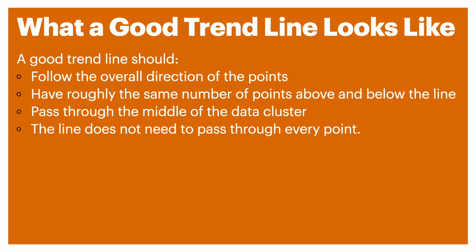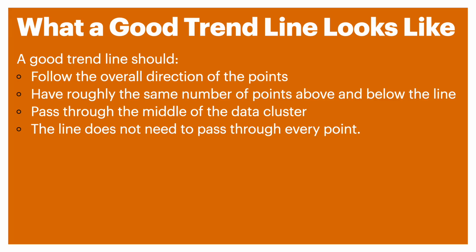So when we're drawing a trend line, what should it look like? Well, there's a few things a good trend line does. A good trend line should follow the overall direction of the points. We want to try to have about the same number of points above the line as we have below the line, and we want it to pass through the middle of the cluster of data. The line doesn't need to pass through every point. In fact, it's generally impossible for the line to pass through every point, but we do want it to pass through the middle of the points.